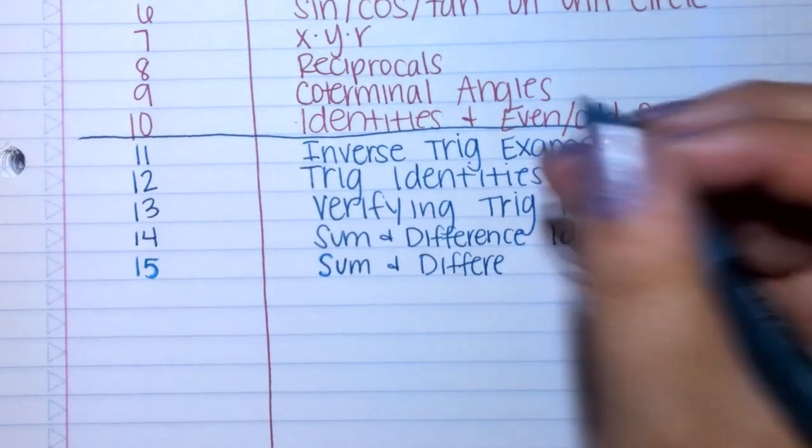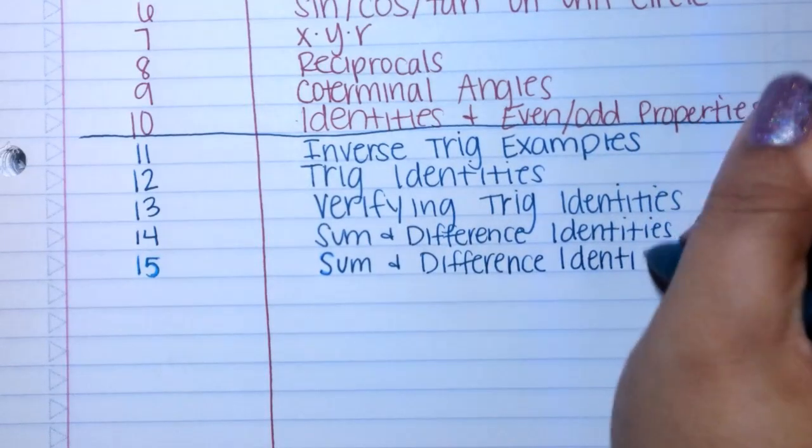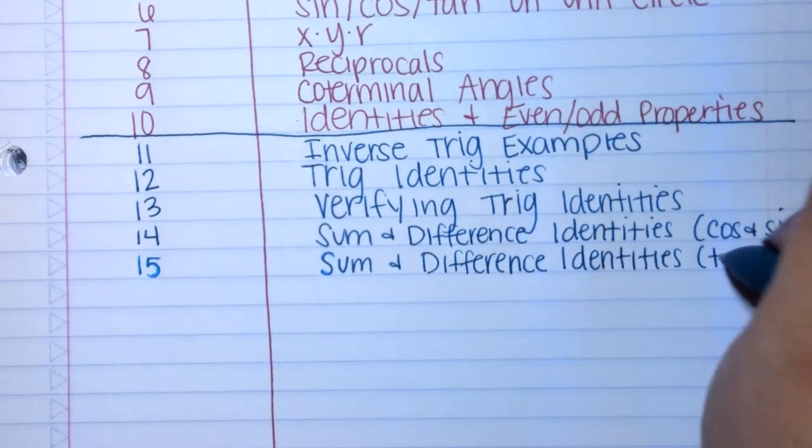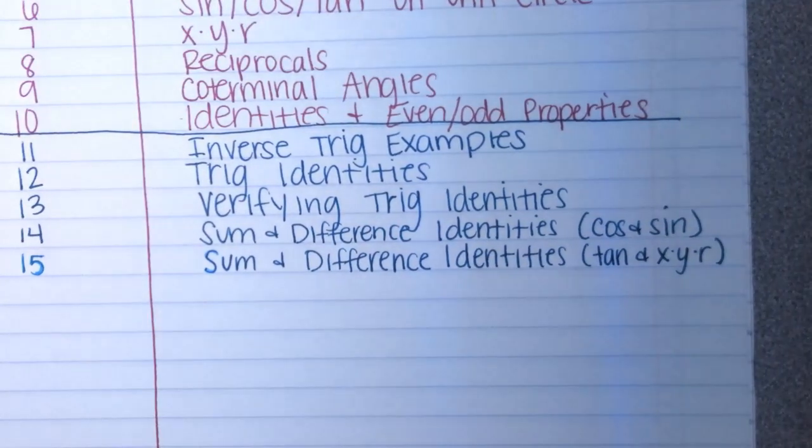So we're doing sum and difference identities. Tan of x plus y.